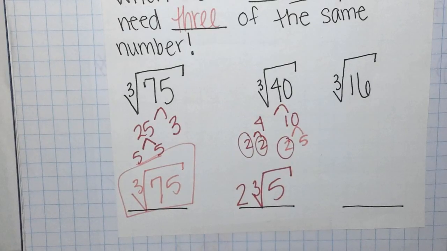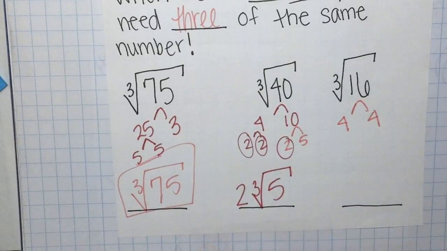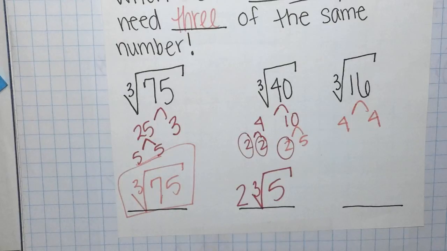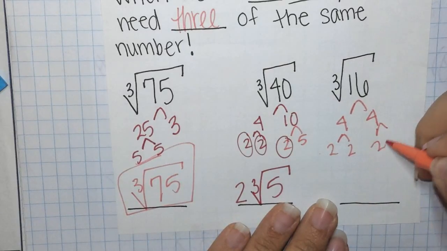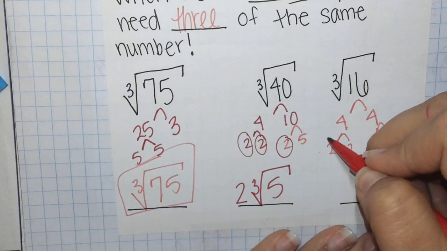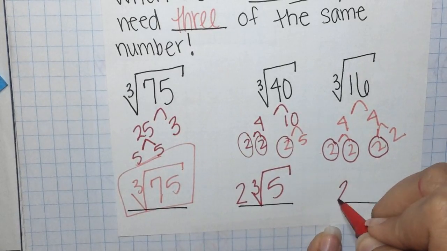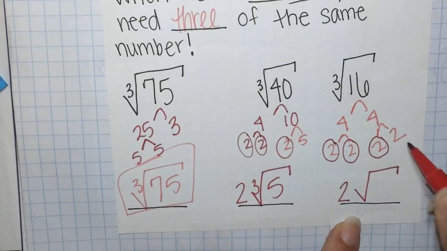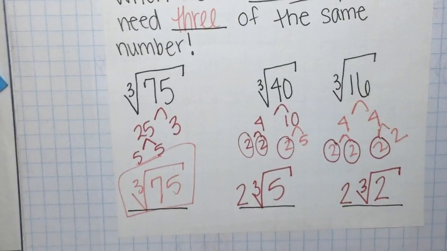Alright, let's look at 16. What number 4 goes into 16? Okay. Do we have 3 of the same number yet? No. But what can 4 be broken down into? 2 and 2. Do we need to break this one down? Yes. Now, we have 1, 2, 3. So what does it do? It goes outside. What stays inside to read Harry Potter? 16. 2. 2. And you bring down your 3.